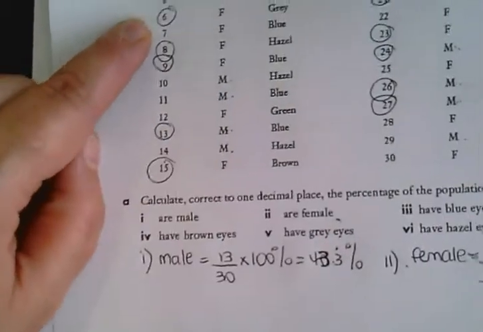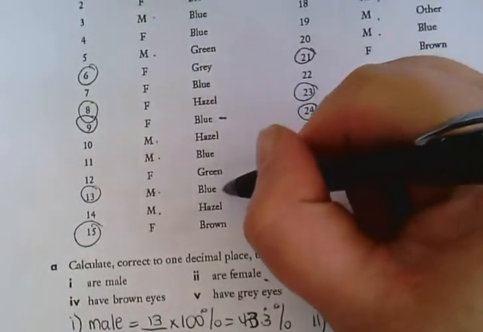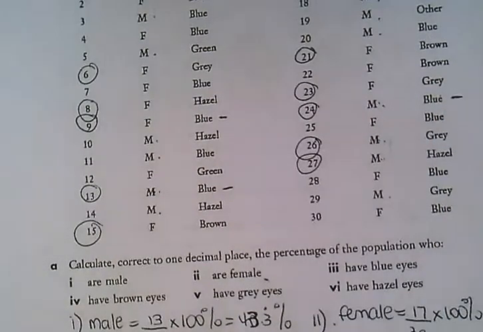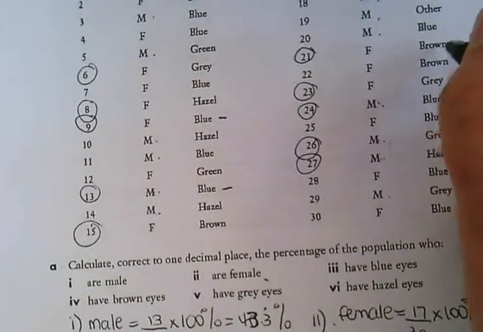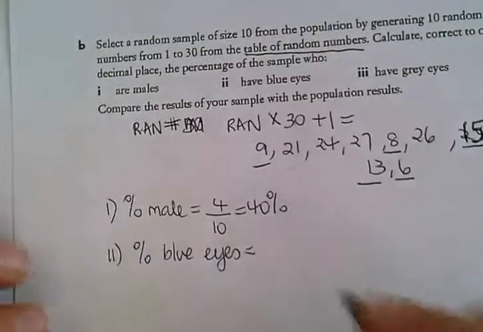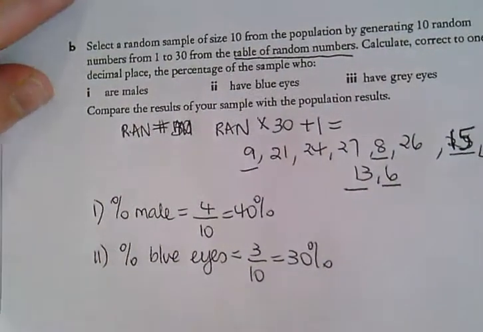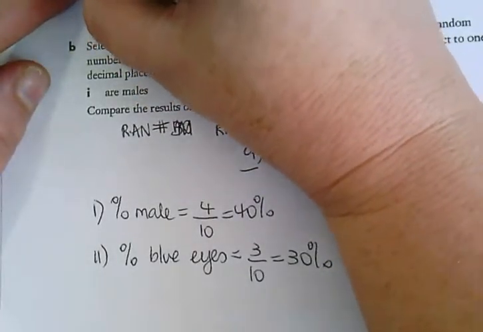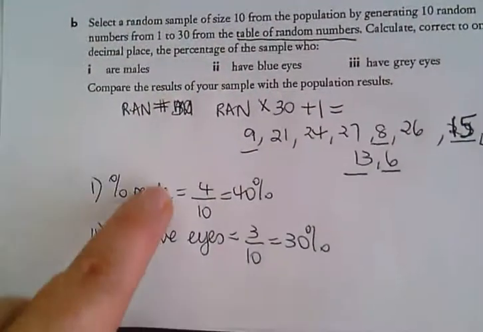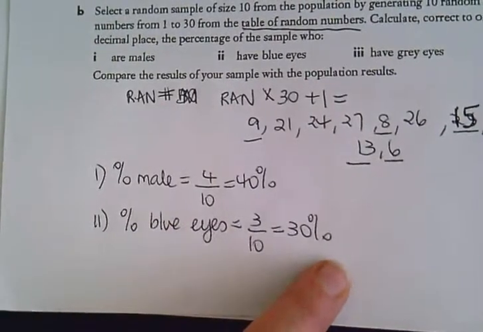Let's look at percentage blue eyes. How many blue have we got? We've got 1, 2, 3. I've got 3 out of 10 with blue eyes in my sample, which is 30%. I actually haven't worked out blue eyes in the total population, but I'm going to do it now. Okay? So that's in my sample out of the 10 I chose. 3 out of 10 is 30%. You times it by 100.